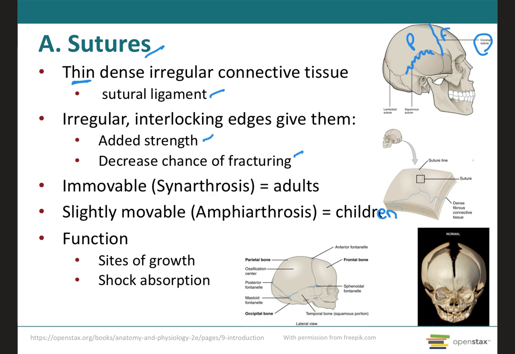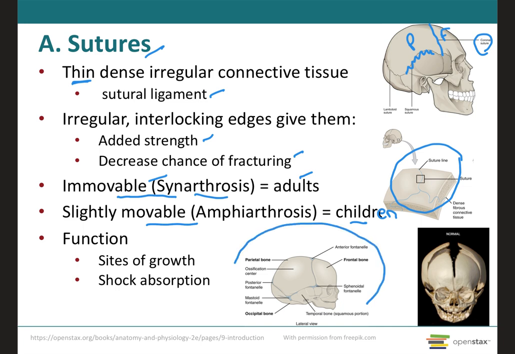Now, sutures are joints that form as these numerous bones of the skull come in contact during development. They are immovable or slightly movable joints. In older individuals, the sutures are going to be immovable, therefore a synarthrosis type of joint. But in infants and children, they're slightly movable, therefore amphiarthrosis, as the bones are not fully formed to provide the space between them to allow the brain to grow as the infant develops into an adult. And these spaces are called fontanelles, which we have already covered in a previous module.